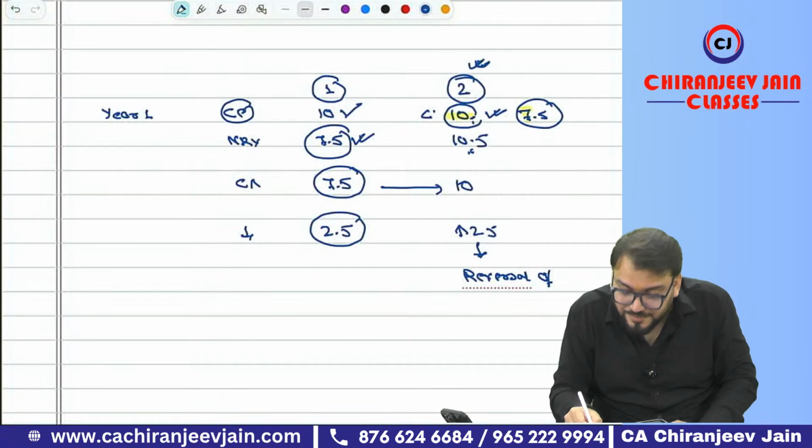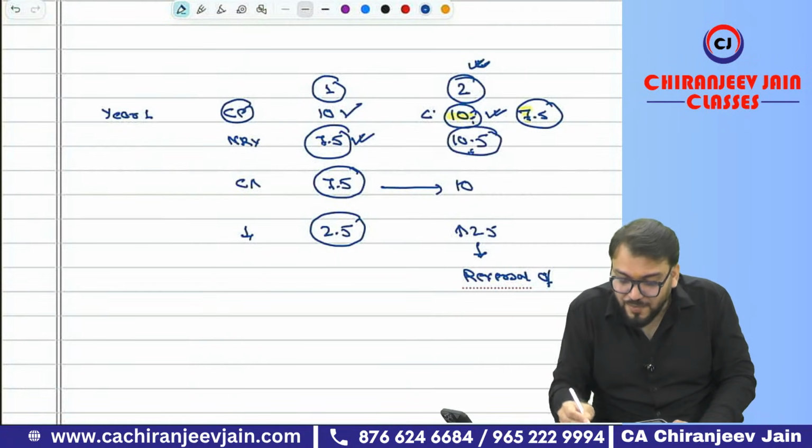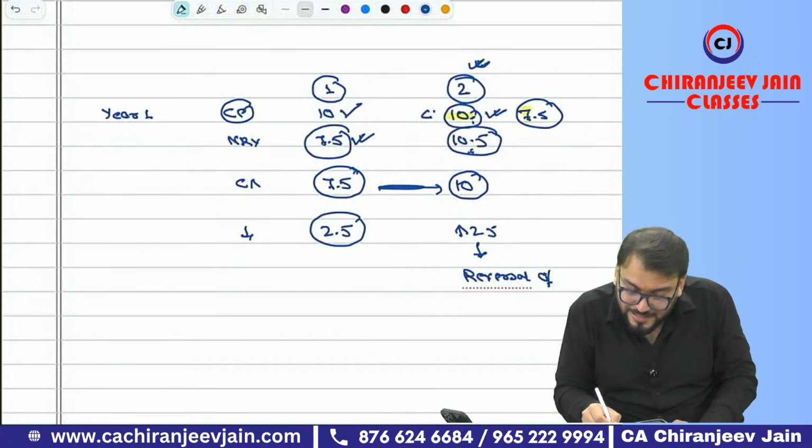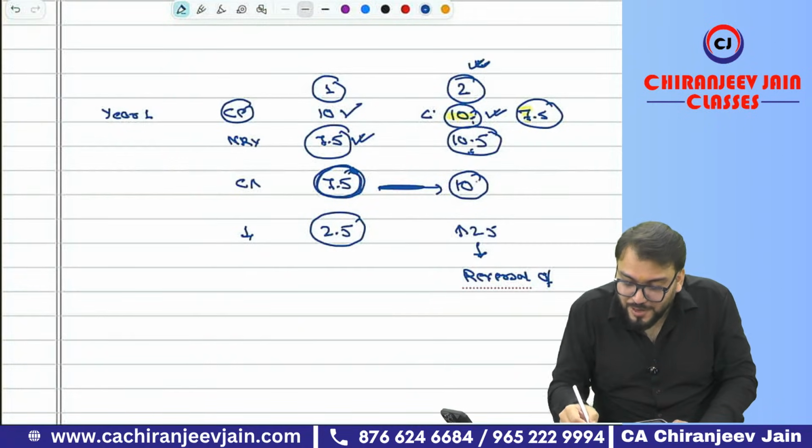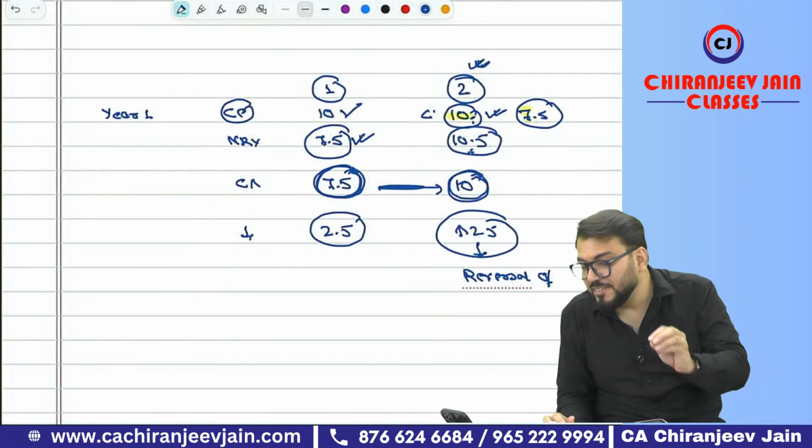The cost price is 10. NRB is 10.5. The lower is 10. And now you can see the increase in carrying amount. At year end 1 it was 7.5, at year end 2 it is 10. So this is a reversal of the previous write down.